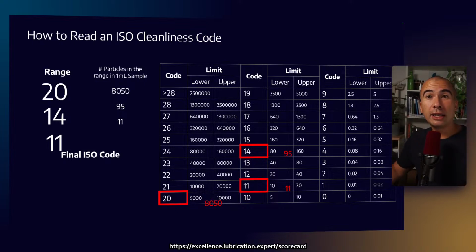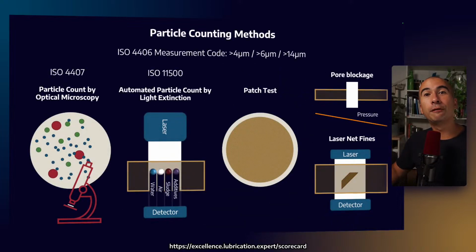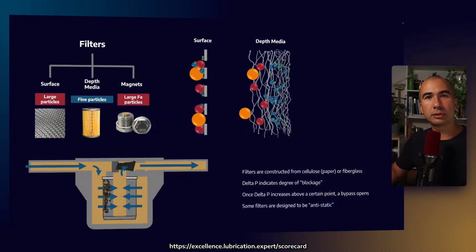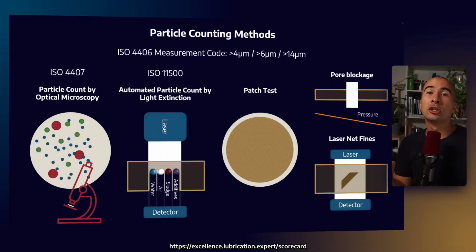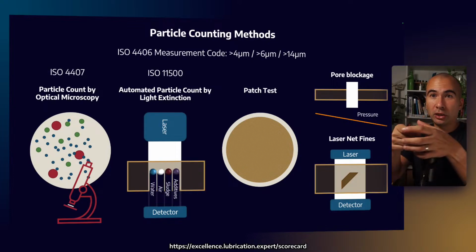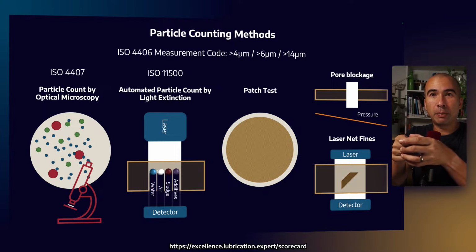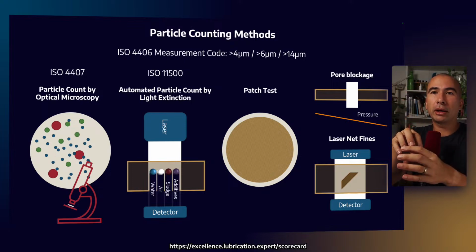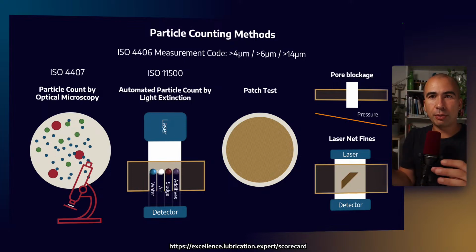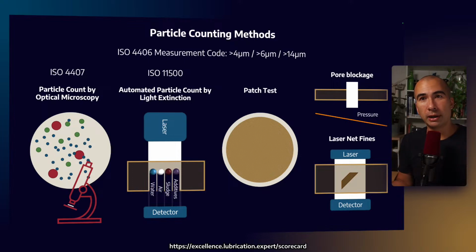Now, there are a number of different ways to actually physically measure particulate contamination in oil. Let me just go back to that previous slide. So the first one is what we would call particle count by optical microscopy. So we are literally making a filter patch and looking at it under a microscope, and a very trained practitioner can give us an ISO code based on that.